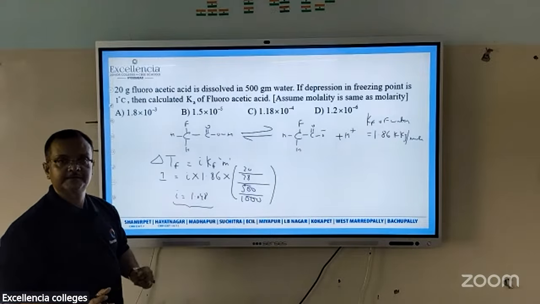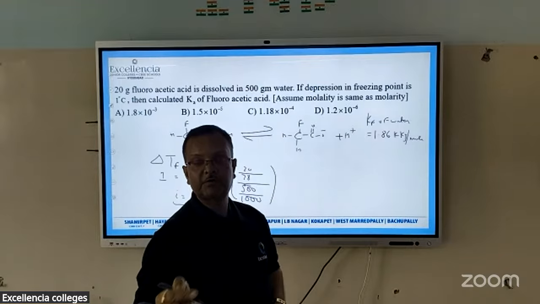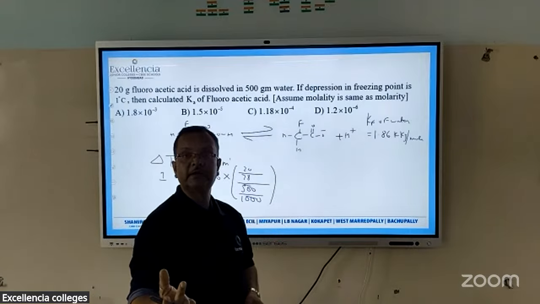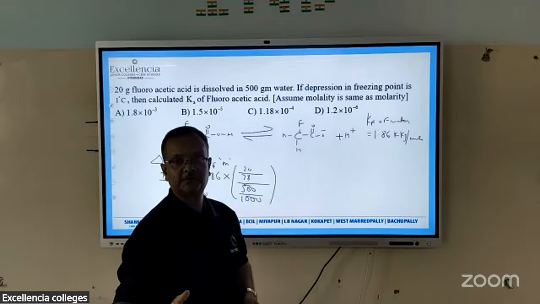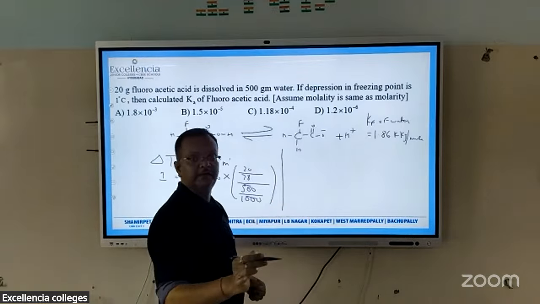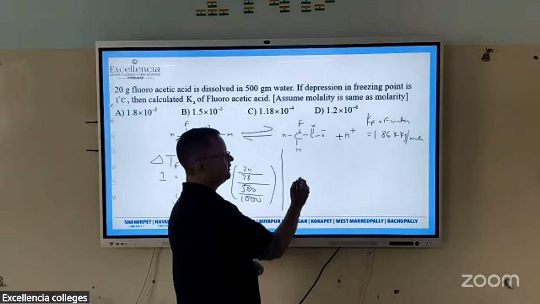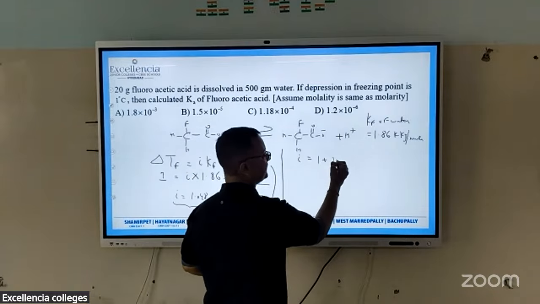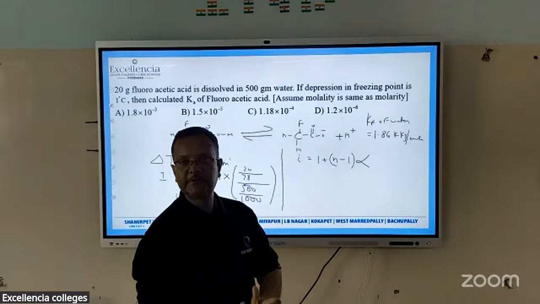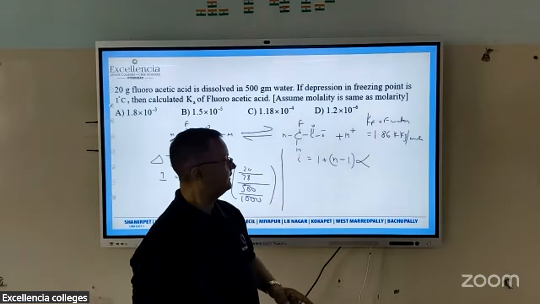So we obtain that. Now see, once we obtain i, what should the next step be? Once we obtain i, we should immediately go for the alpha value, because it is a weak acid. So if you recall, what's the relation of i for the dissociation case? There's a very important relation: i is equal to 1 plus (n minus 1) alpha. We will apply this and find alpha from here, because once we get alpha, we can solve this question. Fine.